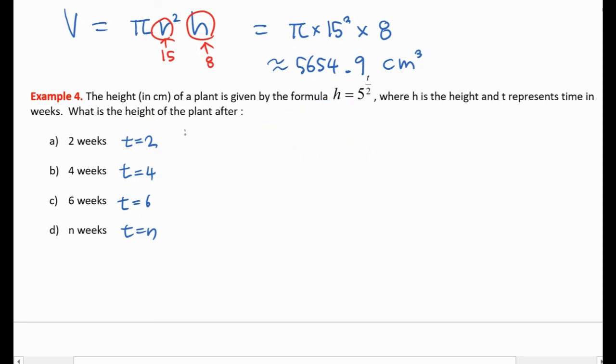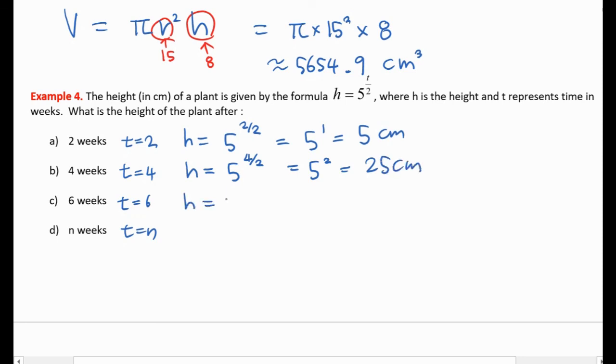Okay, so let's plug t equals 2 in. Here, h equals 5 to the power of t over 2, and we're going to plug 2 into t. So instead of t, let's write 2. 5 to the power of 2 over 2. What's 2 over 2, everyone? 1. So the answer is 5 centimeters. Then next one, 5 to the power of t over 2. We're going to plug 4 into t. Then what's 4 over 2? That is 2. Then 5 squared is 25 centimeters.